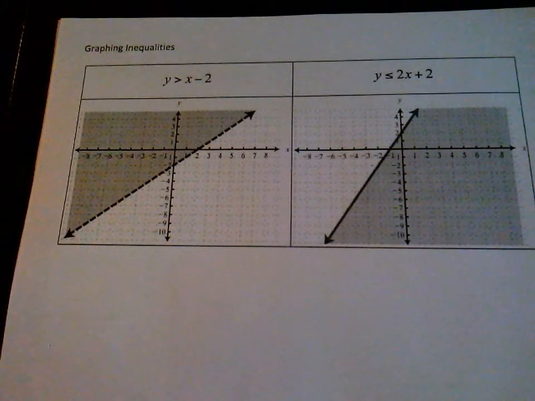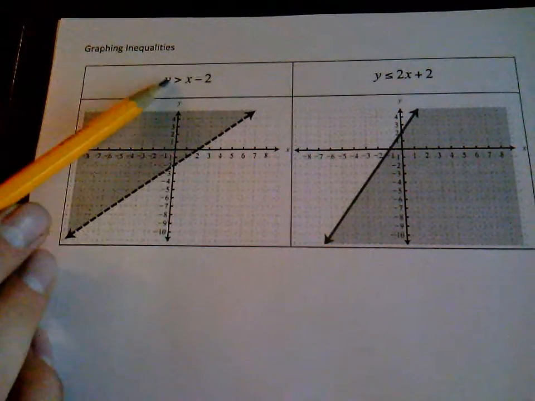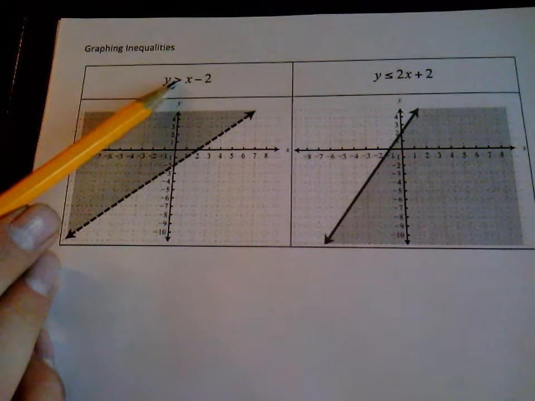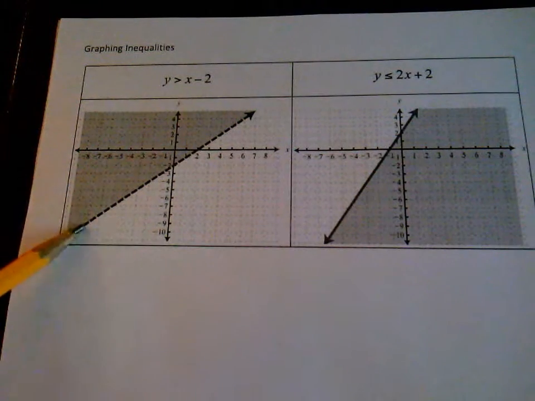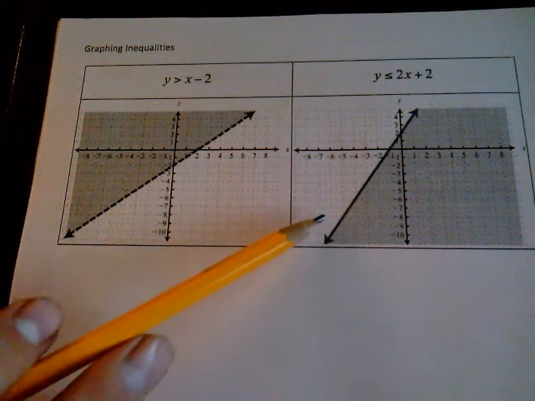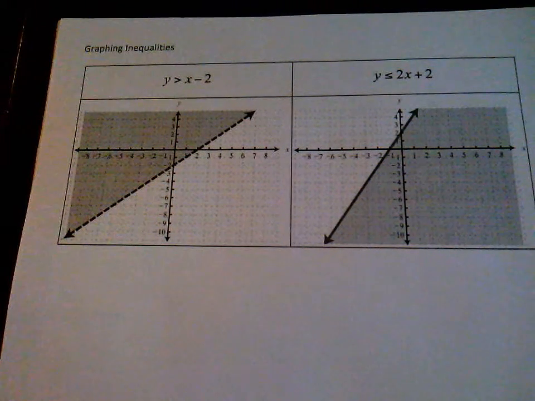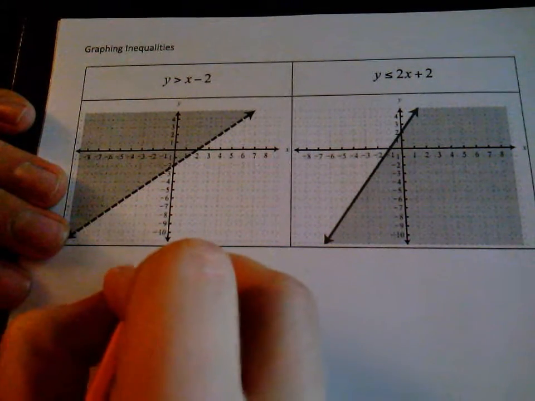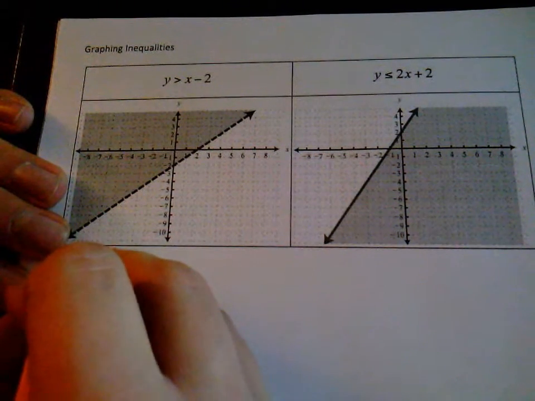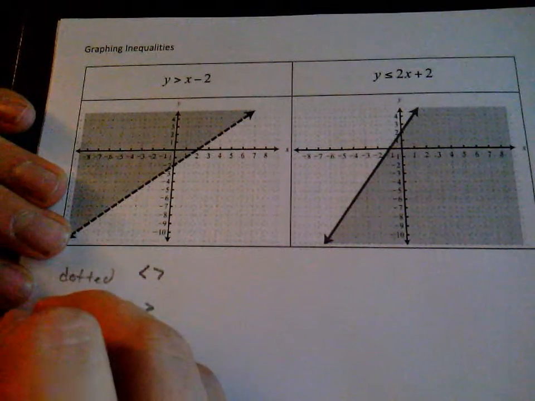Just like with the answer key and the open and closed circles, these give you different types of lines. For example, if you notice, this doesn't have a line underneath and this one does. This one gives you a dotted line. This one gives you a solid line. Okay? So, dotted, solid.